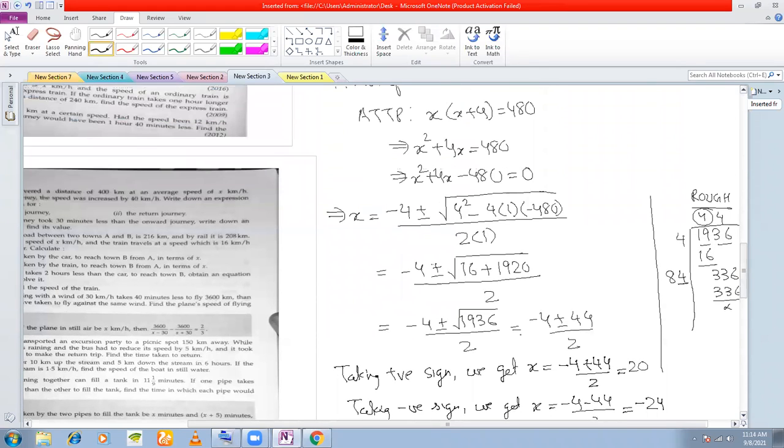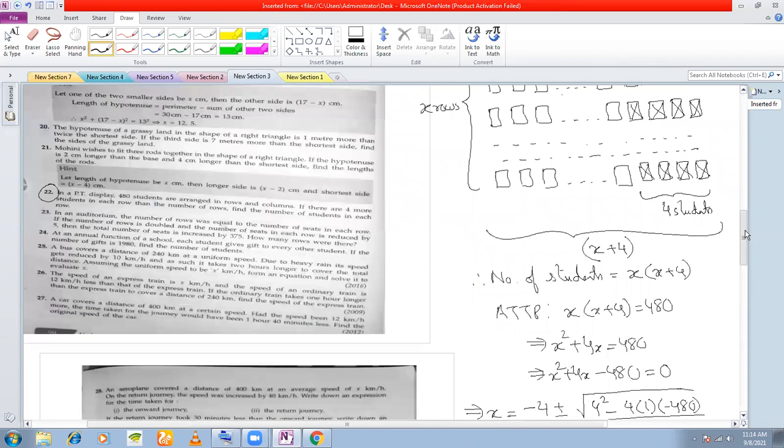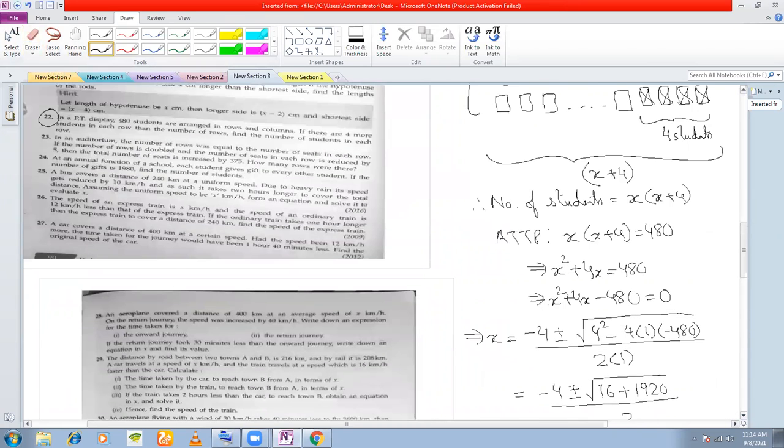And what was the question here? If you read the question, it states to find the number of students in each row. So 20 students were there in each row. That is, each row contains 20 students originally. Okay, and that solves this problem. We move on to the next problem then, which is number 24.